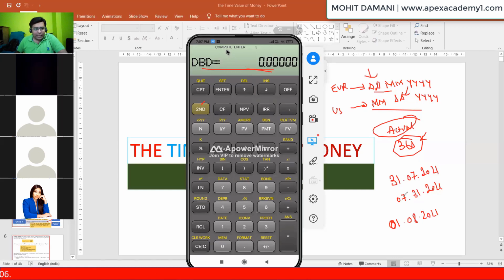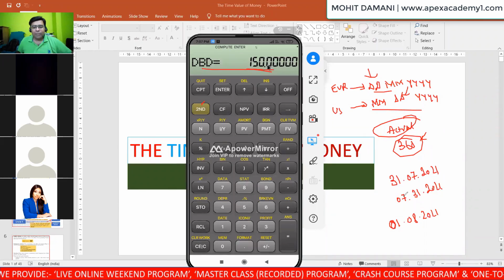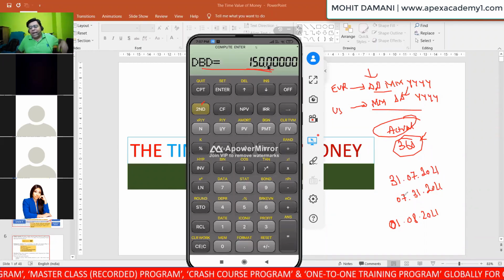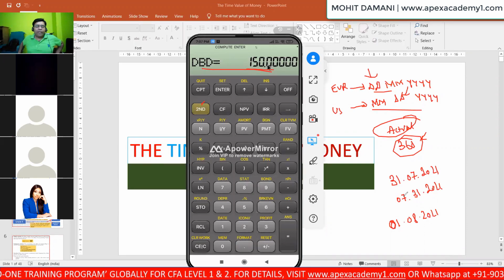Whenever you enter the requisite requirements of the calculator, and move to the function which needs to be calculated, the compute button will auto trigger. It will be auto highlighted. Press CPT, and the calculation will automatically be done. 150 days. So from 31st July to 31st December, there are 150 days.